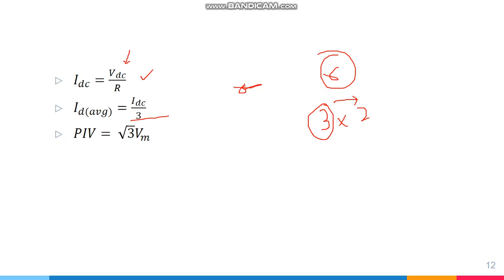When we had a single phase full bridge rectifier, we had 2 pairs of 2 diodes, and now we have 3 pairs of 2 diodes. So in that case, the average current passing through a particular pair of diodes was IDC or I naught by 2. But now when we have 3 pairs of such diodes in case of 3 phase rectifier, the value of output current IDC will be divided by 3, and peak inverse value has been already discussed, which is under root 3 times Vm.